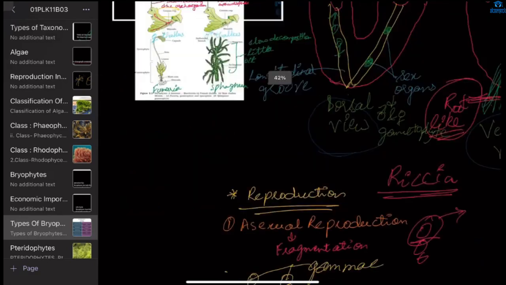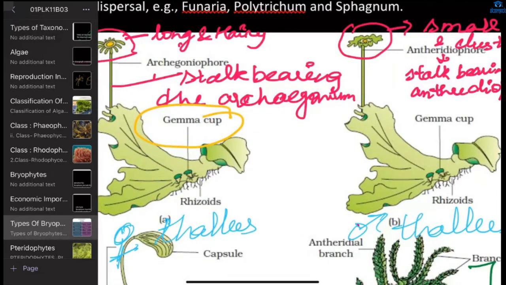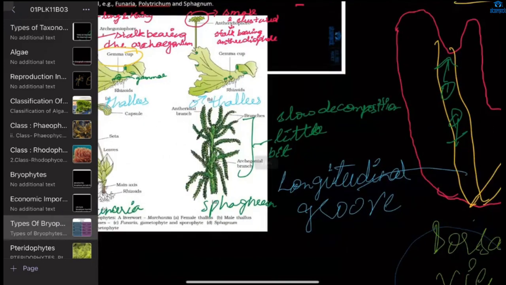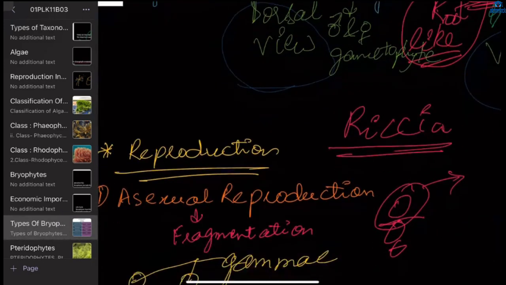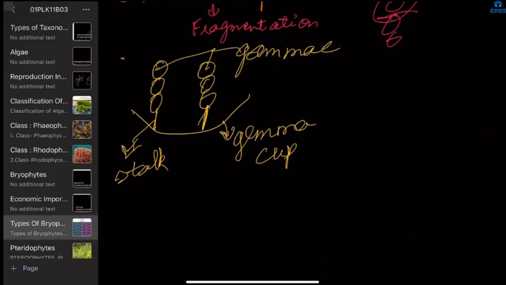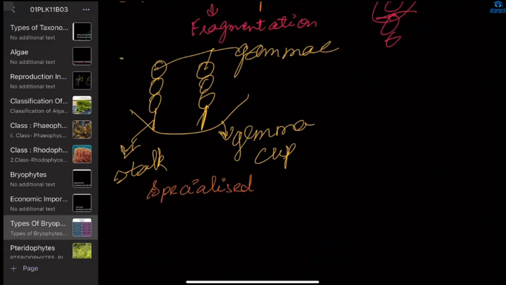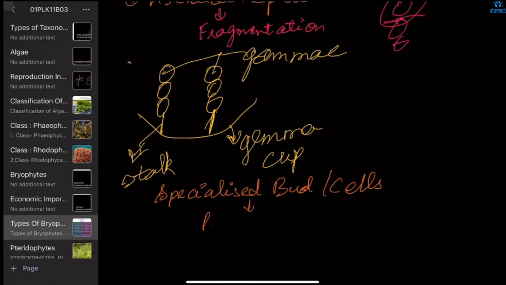Now if we see the figure, this one is a green structure, the cup, and inside this gemma cup, gemma are found. On the fragmentation of these gemma onto any surface, a new plant forms, and this is the process of asexual reproduction or fragmentation. So they have specialized buds or cells. Where are these specialized cells present? In Marchantia.